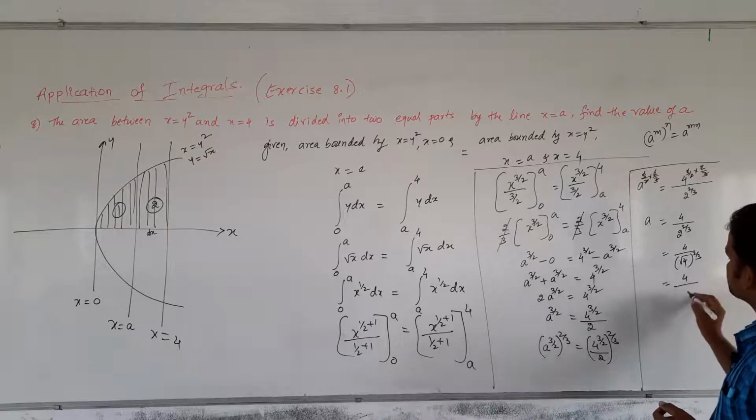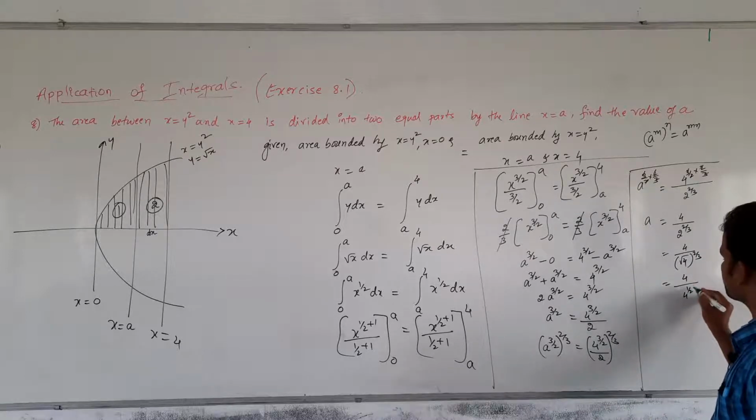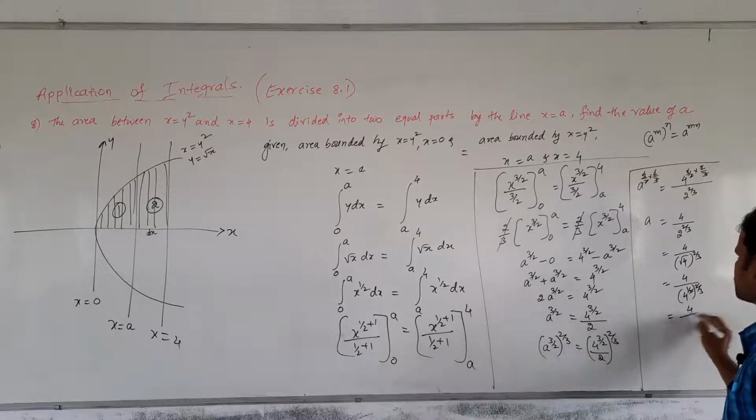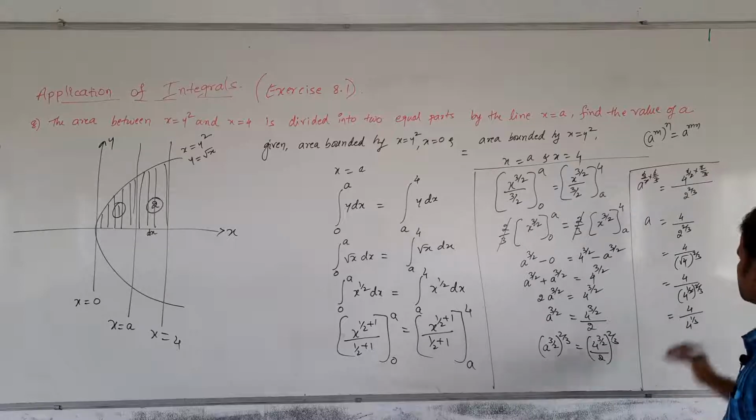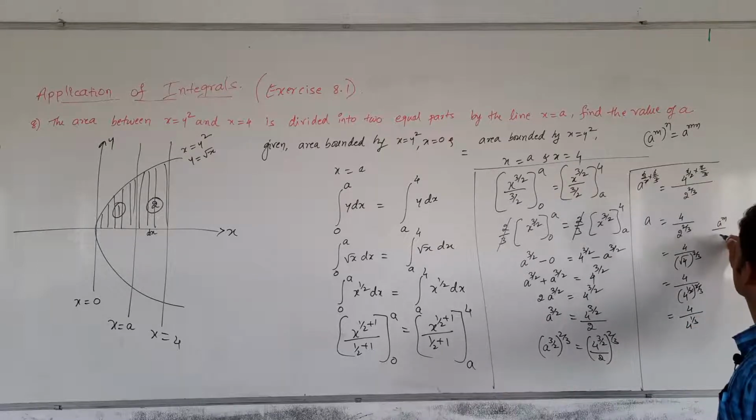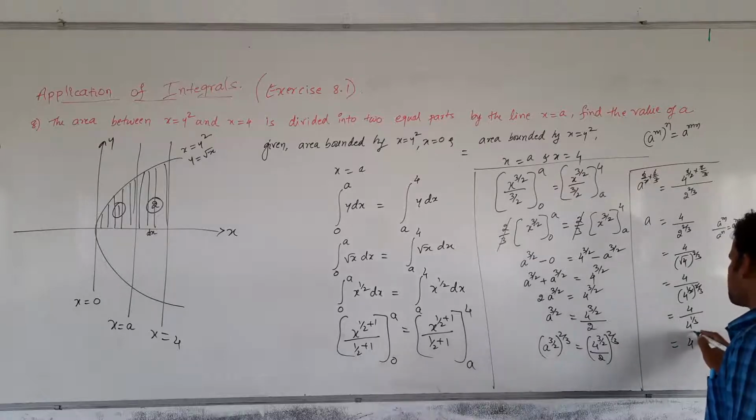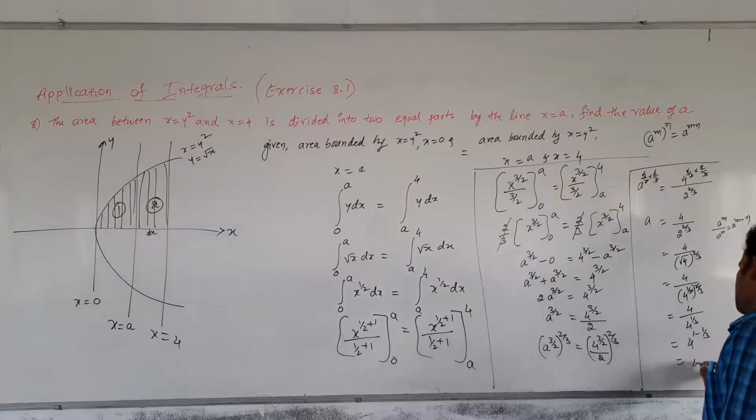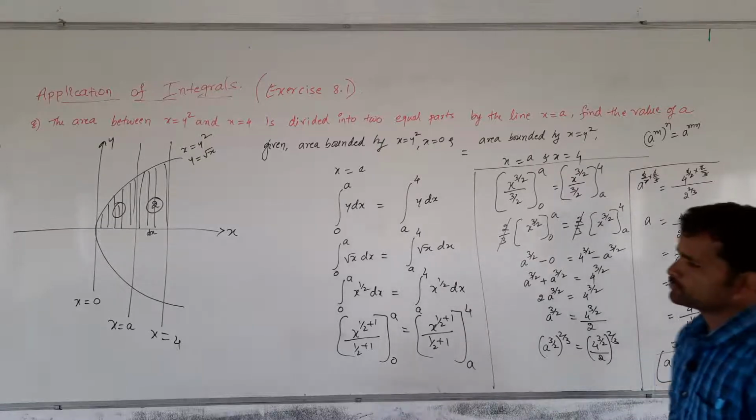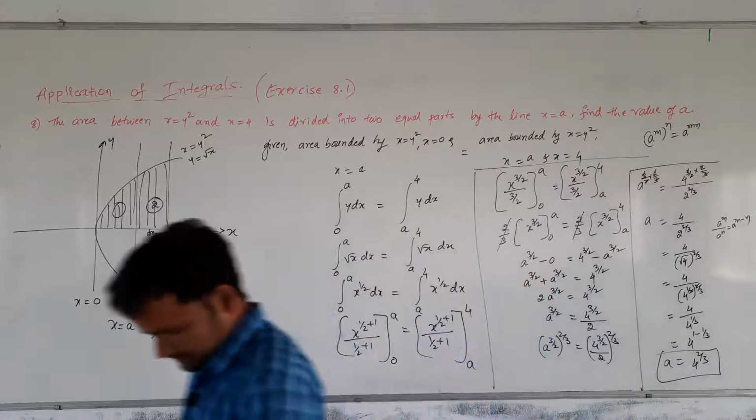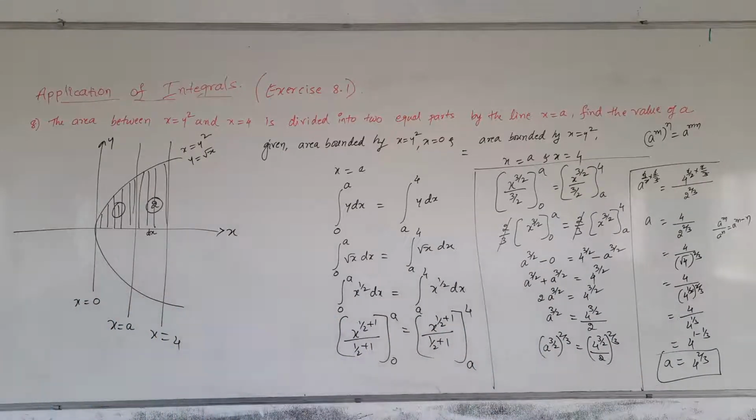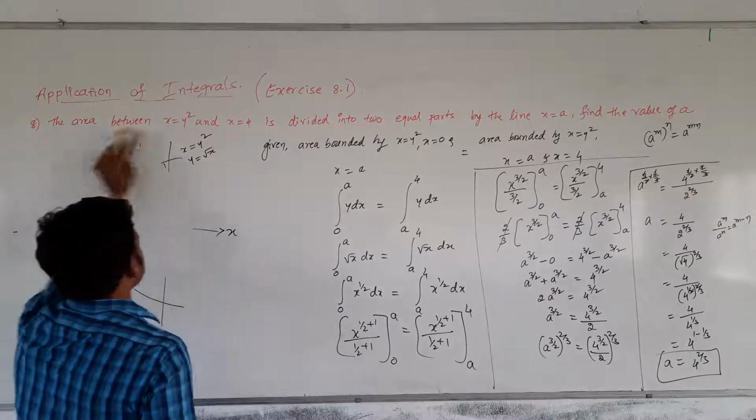4 divided by root 4 is there, no? You write it as 4 to the power of 1 by 2, whole to the power of 2 by 3. Again you see the 2 gets cancelled out. 4 by 4 to the power of 1 by 3. According to the laws of indices, a raised to m by a raised to n is equal to a raised to m minus n. Here I write 4 to the power of 1 minus 1 by 3. This becomes 4 to the power of 2 by 3. A is equal to 4 to the power of 2 by 3 is the answer. This is about question number 8.